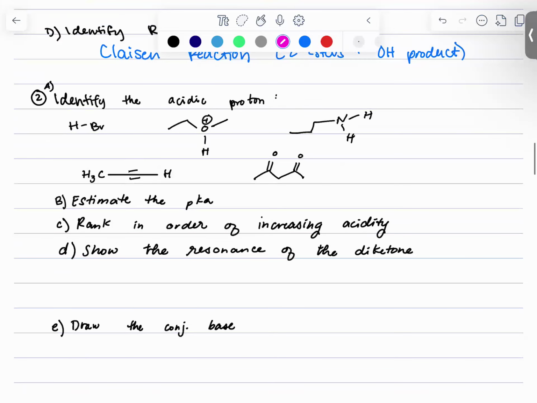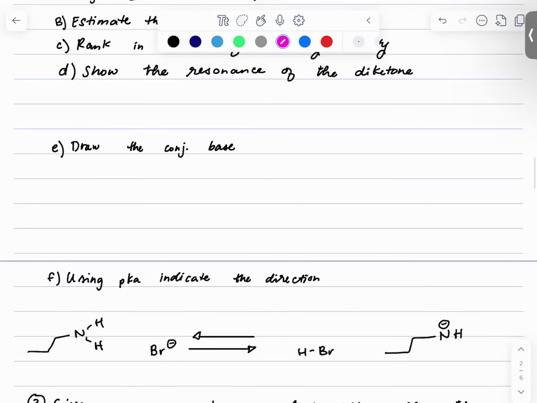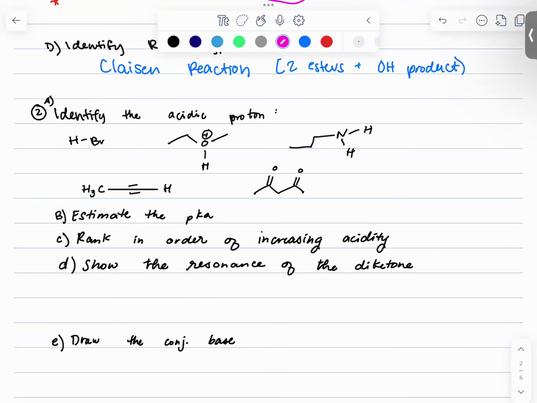Again, this is a multi-part question. You have identifying the acidic proton, estimating the pKa, ranking them in order of acidity, showing resonance to prove your point with pKa, drawing the conjugate base, and then we even have a little bit of a thermodynamically favorable question. I'm gonna pop the pKa table up on our left screen here. And in the meantime, you guys can start identifying acidic protons.